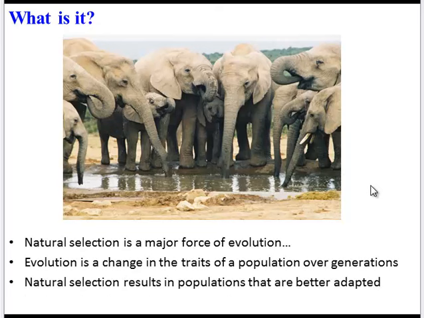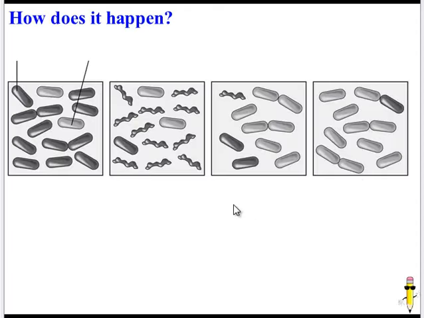Natural selection is unique in that it's the only force of evolution that makes populations better adapted to their environment. And let's take a look at how that happens. In this scenario, we have a population of bacteria. Here is generation 1. And if you look at generation 1 of the bacteria, there is variation in the traits. We've got some non-resistant bacteria and some resistant bacteria.